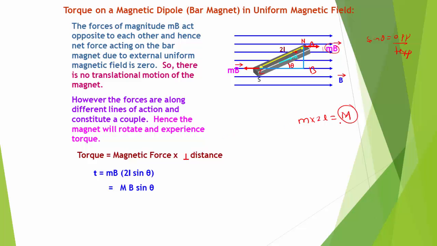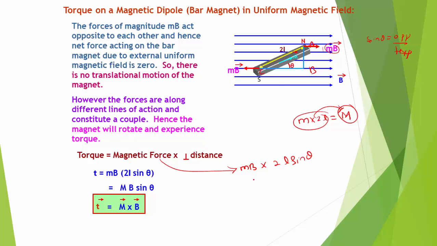M into 2L is equal to M. That is, torque is equal to M cross B, because A cross B is equal to AB sine theta. Here the magnetic force is MB and the perpendicular distance is 2L sine theta, giving M into 2L into B sine theta. Here is the product of the pole strength and magnetic length. Pole strength is also denoted as Qm.